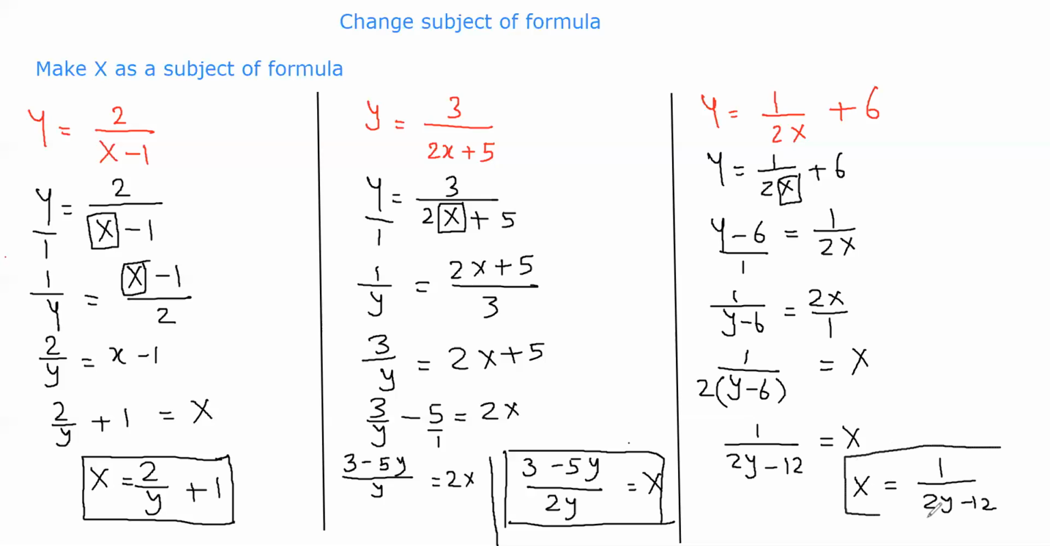Is this okay? Should I explain this question again? No, this one was easier than the other two. Okay, so should I explain this question again then? y is equal to 3 over 2x plus 5. Let's do this question again. Don't worry, okay? Let's do this question again.